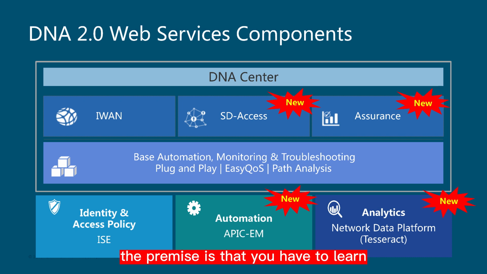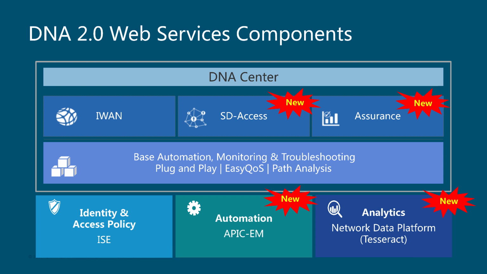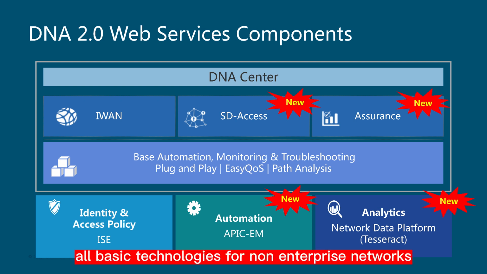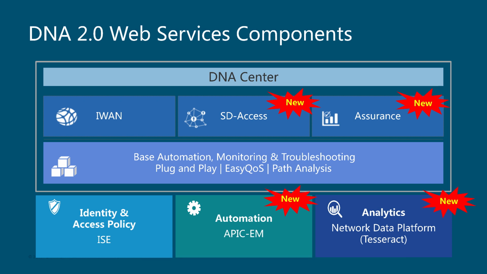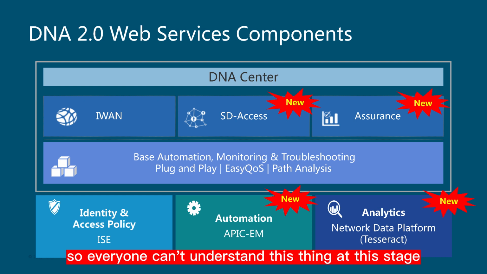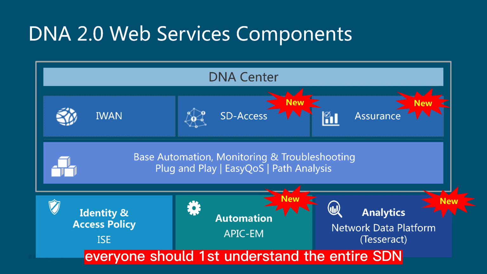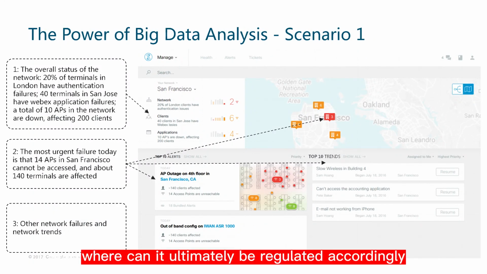The premise is that you have to learn every function in it first, in order to know what functions it is composed of. All basic technologies for non-enterprise networks were in fact not mentioned in the NA stage. So everyone can't understand this thing at this stage. In the NA stage, everyone should first understand the entire SDN, where it can ultimately be regulated accordingly.